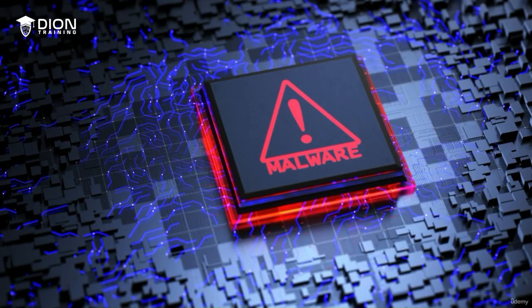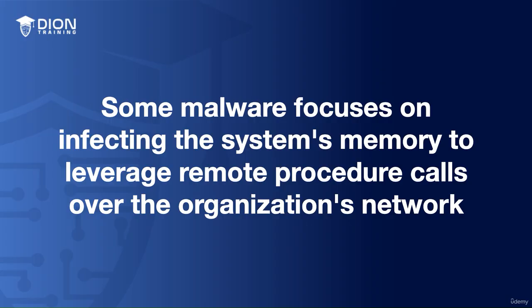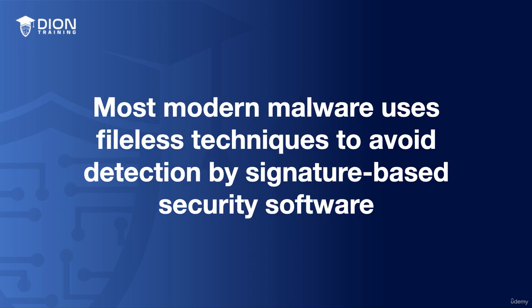execute its malicious payload. Other types of malware, like worms, are instead going to focus on infecting the system's memory to leverage a remote procedure call over the organization's network to spread its malicious code across the entire enterprise. However, in modern enterprise networks, we're now seeing an evolution by malware that's created to utilize fileless malware techniques instead. This modern type of malware will also bypass detection from signature-based security systems like antivirus and anti-malware solutions by directly executing the malicious code as a script or as a small piece of shellcode.